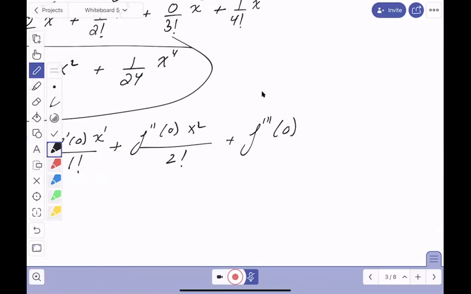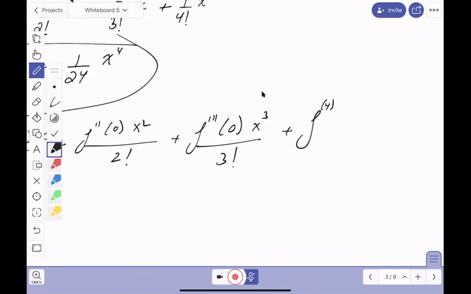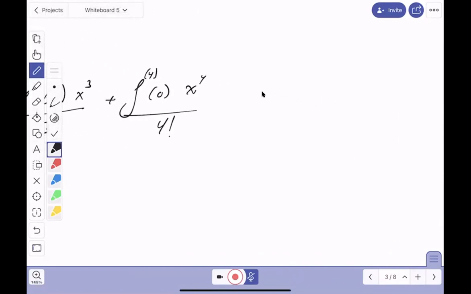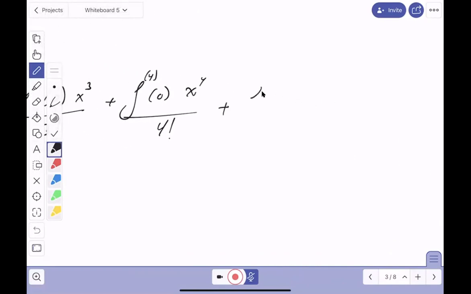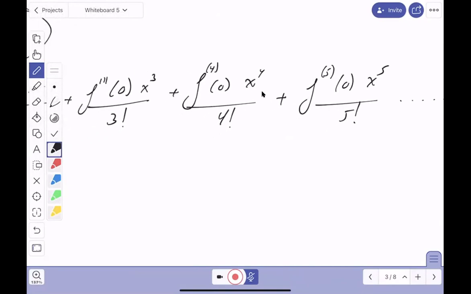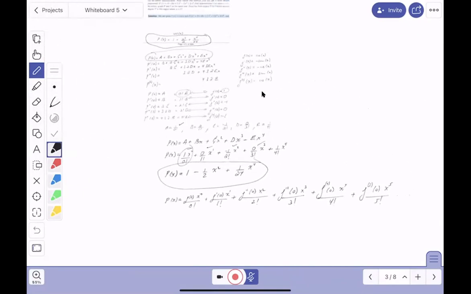This is going to take time and effort on your part, by the way. X cubed over 3 factorial plus f4. Remember, once we got to 3 hash marks, we stop using hash marks. We put in parentheses, which means the fourth derivative, x to the 4th over 4 factorial. Could I keep writing this down? You bet. f5, x to the 5th over 5 factorial, yada, yada, yada. We can do that for a very long time. All right, I'm going to say that's pretty much done.